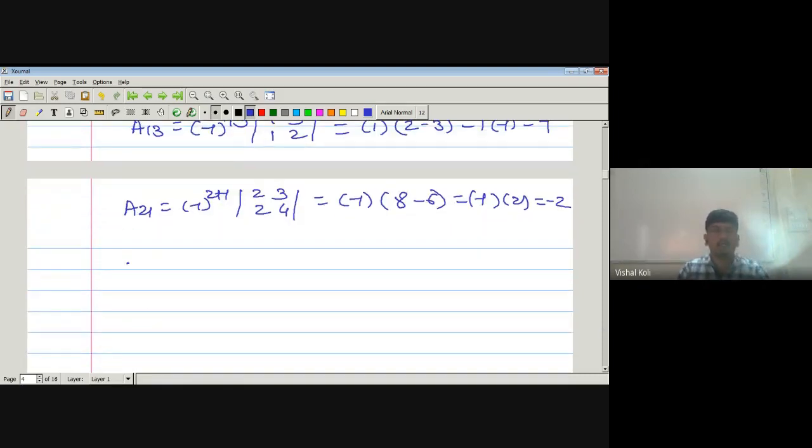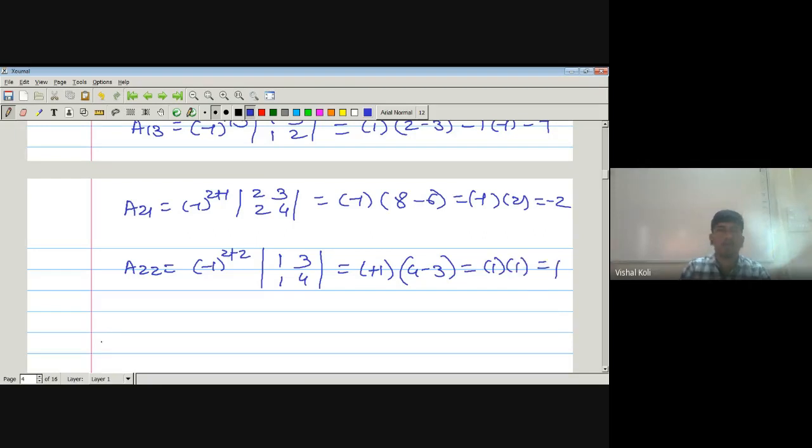Similarly, A22 is equal to (-1) to the power 2+2 into |1 3; 1 4|, which is equal to (-1) to the power 4, which is plus 1, into (4 minus 3), which is equal to 1 into 1, and its value will be 1.